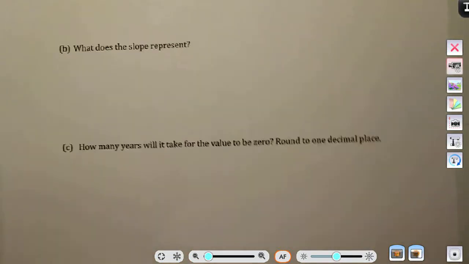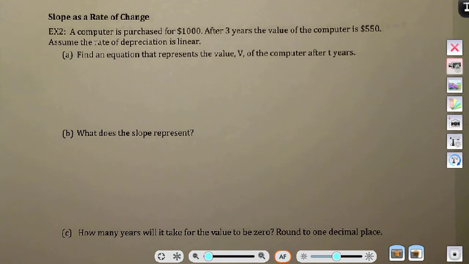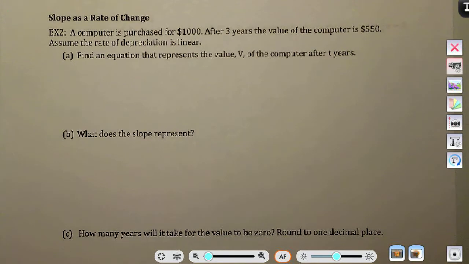All right, let's see. Ooh, this is the last. Indeed, it's the last problem for this section. Awesome. All right, slope as a rate of change. So a computer is purchased for $1,000. After 3 years, the value of the computer is $550. Assume the rate of depreciation is linear.